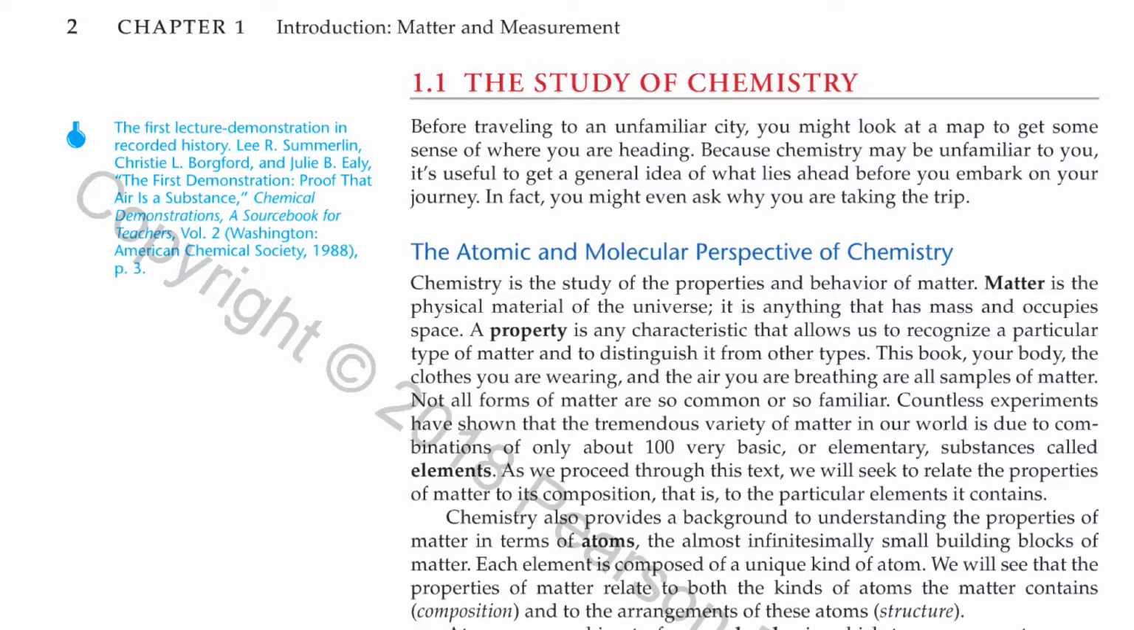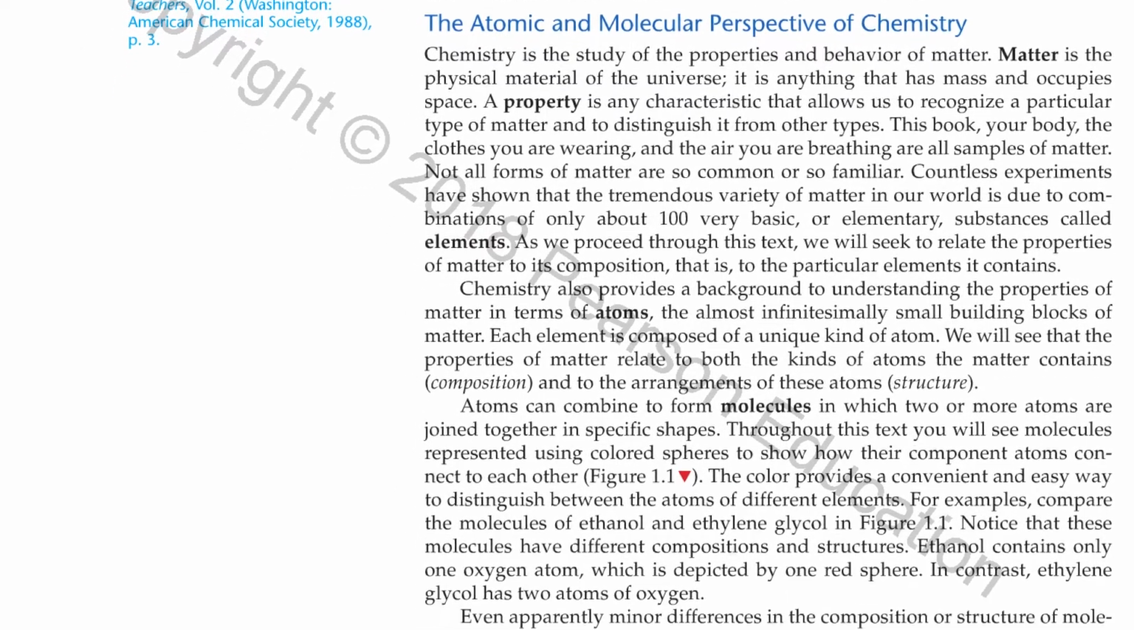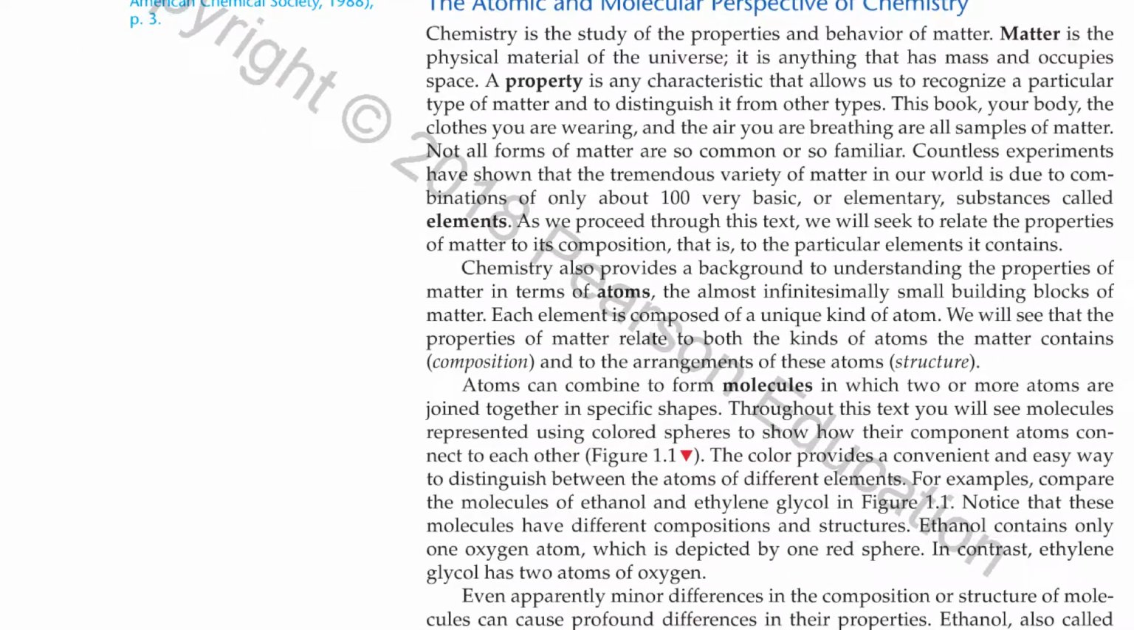Topic 1. The atomic and molecular perspective of chemistry. Chemistry is the study of properties and behavior of matter. Matter is the physical material of the universe. It's anything that has mass and occupies space. A property is any characteristic that allows us to recognize a particular type of matter and to distinguish it from other types. This book, your body, the clothes you're wearing, and the air you're breathing are all samples of matter.